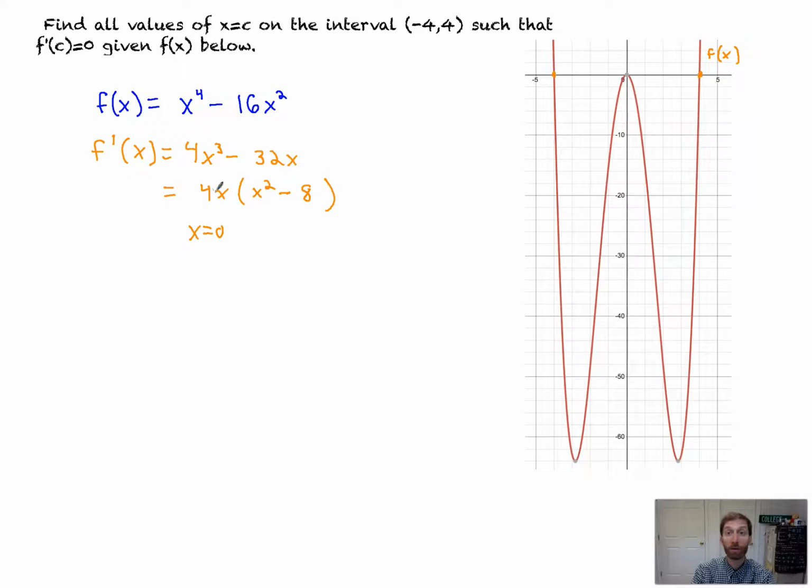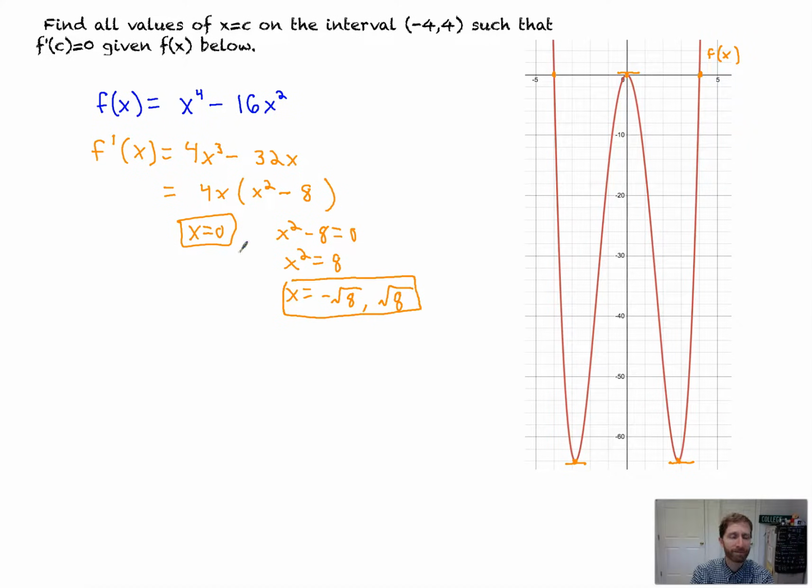x will equal 0 from this. x squared minus 8 equals 0 when x squared is equal to 8. Don't forget your plus or minus. x is equal to negative root 8, positive root 8. And you could write that as 2 root 2 if you wanted to. We'll leave it here. And sure enough, here's negative root 8, here's positive root 8, and here's x equals 0, all places where we have horizontal tangent lines, which was guaranteed by Rolle's theorem.